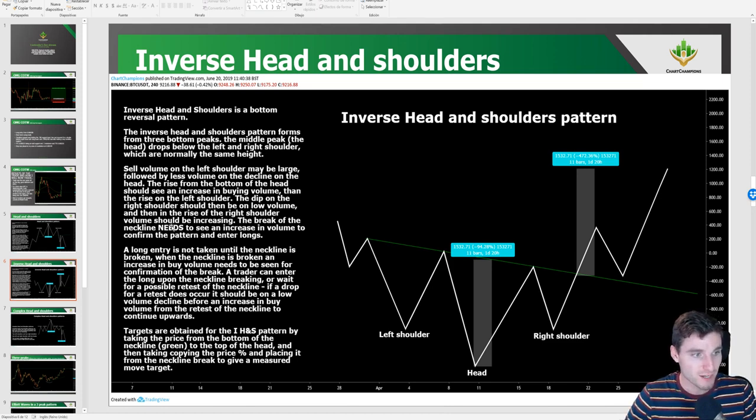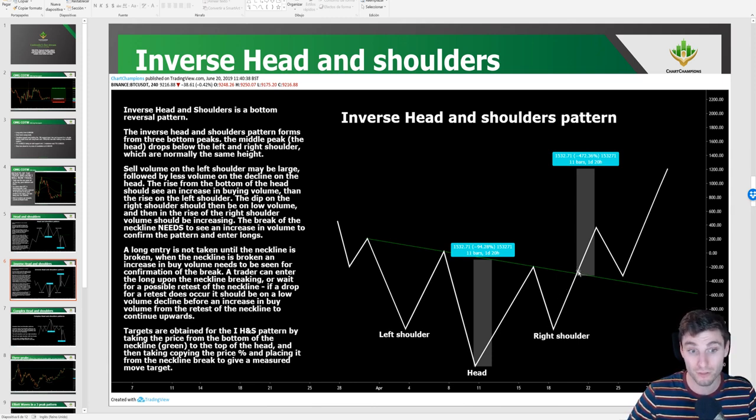The break of the neckline needs to see an increase in volume. That's so important. And again, you're not taking this entry here, you're taking the entry on the break of the neckline. If this has a massive, massive increase in bull volume, you're very unlikely to get the retest. So if you do see a massive increase in bull volume, the retest is very unlikely, if we're honest.